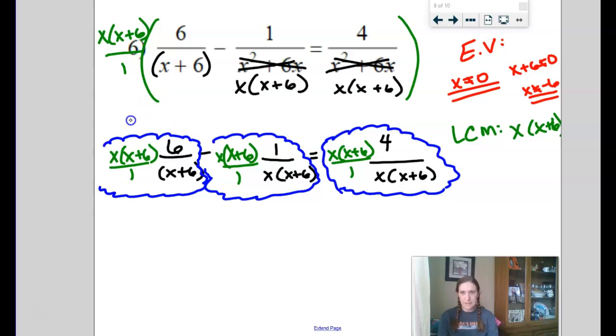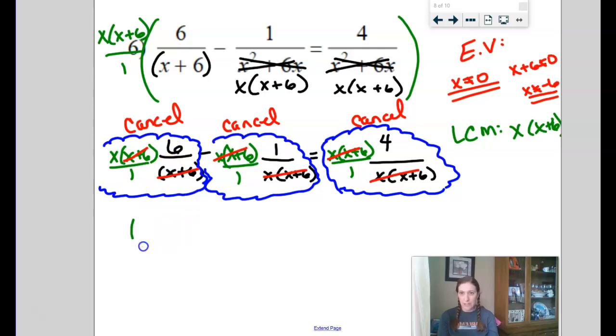All right, it's time to cancel. We're going to have some canceling in all three fractions, thank goodness, because I need to knock out all my denominators. For instance, in this bubble right here, the x plus 6s are gone. In this bubble, the x and the x plus 6 are gone. And same thing here, x and x plus 6 gone. So here's what we have left. In this first fraction, we have an x times a 6, so you have a 6x.